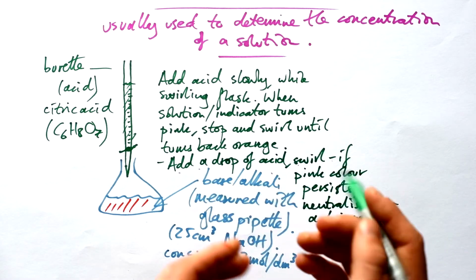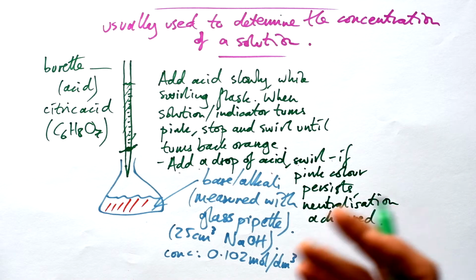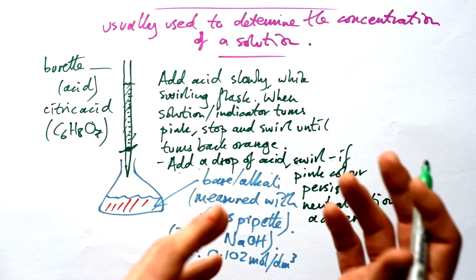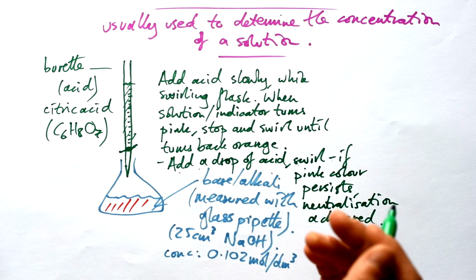If it turns back to orange, then you want to add another drop, and you might have to add a few drops before the color stays pink. You want to then record that volume. You want to do this multiple times, 3, 4, 5 times, just to make sure that your results are accurate.